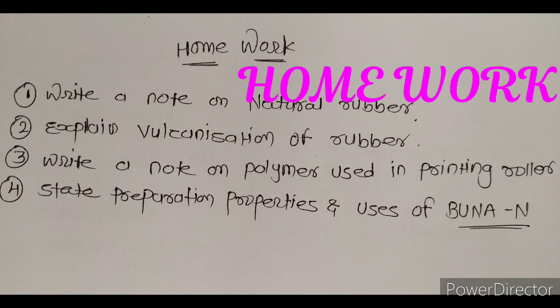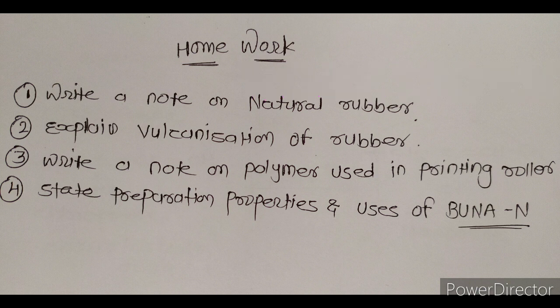Today's homework. First question, write a note on natural rubber. Second question, explain vulcanization of rubber. Third question, write a note on the polymer used in printing rollers. Fourth question, state preparation, properties and uses of Buna-N.